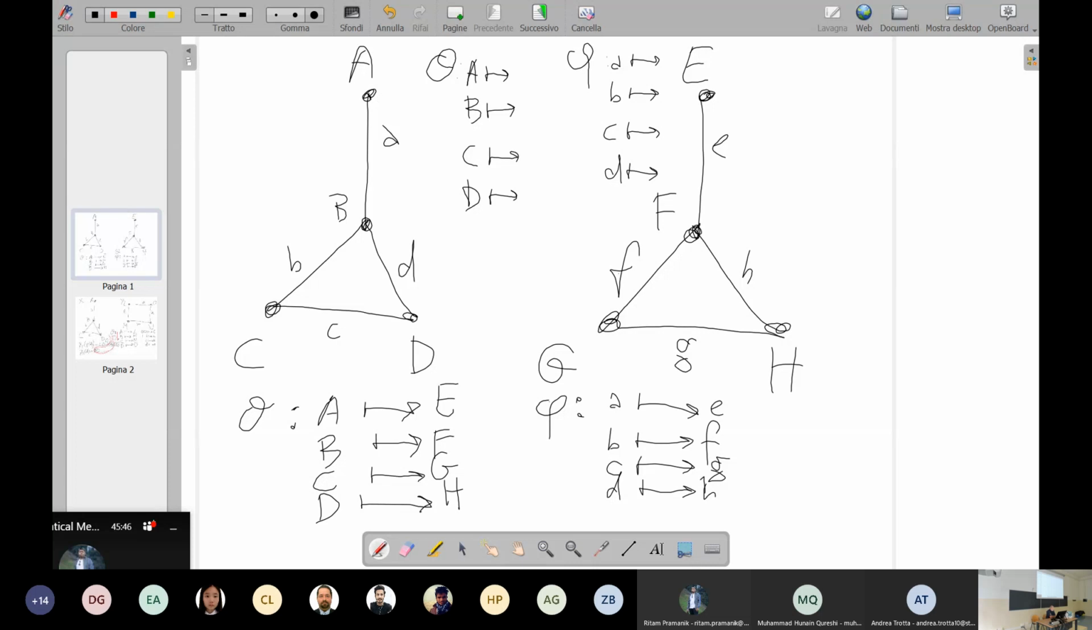Can you find another isomorphism between these two graphs? Okay, here in the classroom, we have already somebody eager to give me this isomorphism. Anybody from outside suggesting two new bijections?